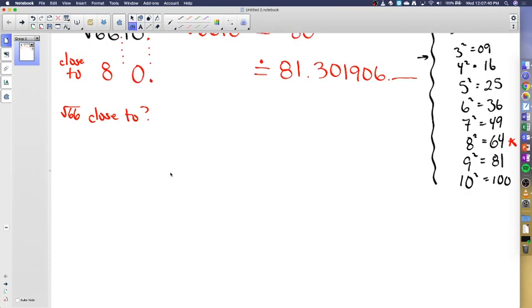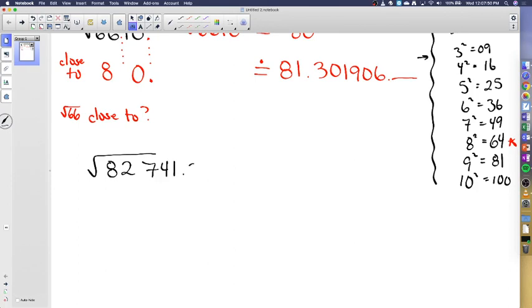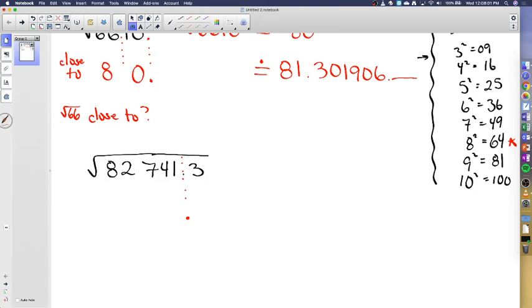Let's try something a little bit bigger. We'll go with the square root of, let's say, 82,741.3. I'm going to do the same thing. I'm going to go from the decimal point and start splitting into groups of 2. From the decimal point, the 1 and the 4 get grouped together. The 7 and the 2 are grouped together, and then the 8 is all by itself.